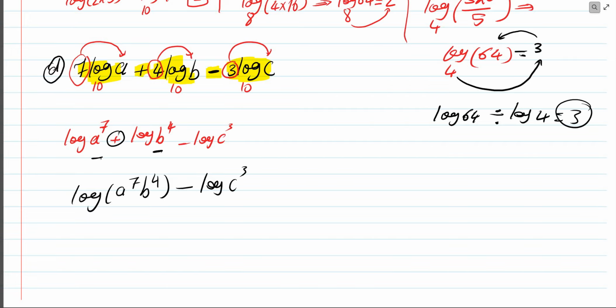And we learned also that if we have minus, we can divide both logs. So we will get the final answer: log base 10 of A power 7 B power 4, all over C power 3.